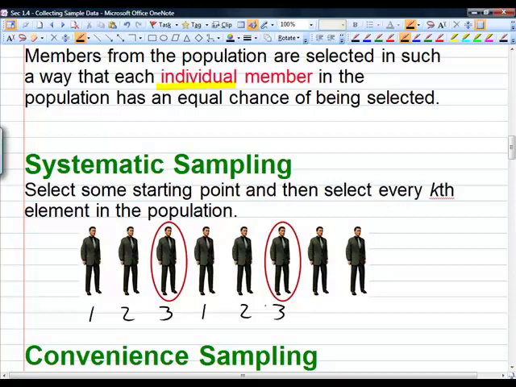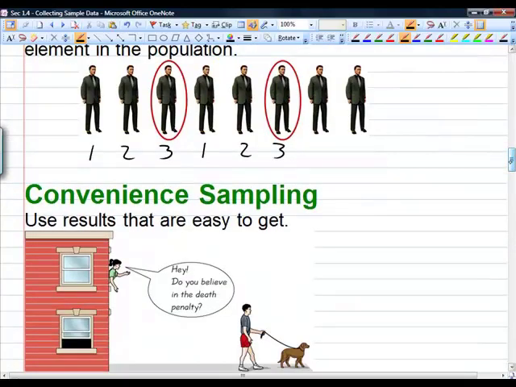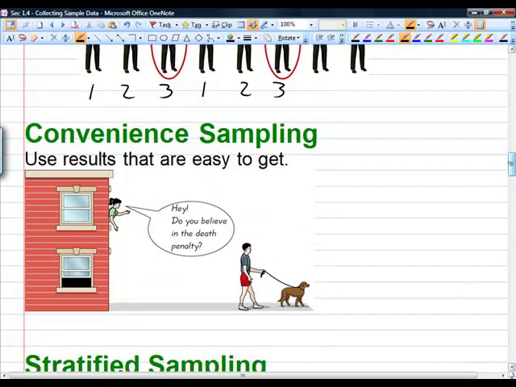That's called systematic sampling. Convenience sampling is just what it sounds like. You just take the most convenient group that's around. So this person wants to do some research on the death penalty, so they just lean out their window and holler at the first person they see walking by. Hey, do you believe in the death penalty? While it's convenient, the results may not be all that good because you probably don't have a truly random sample.